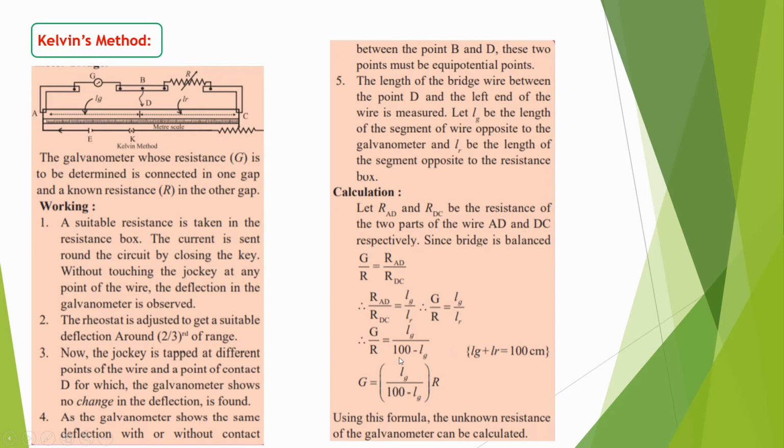So we can write LG upon 100 minus LG. So G is equal to LG upon 100 minus LG into R. We know the value for LG, we know the value for R. So by substituting those values, we can determine the resistance of the galvanometer. Using this formula, the unknown resistance of the galvanometer can be calculated. So that is the explanation for Kelvin's method.